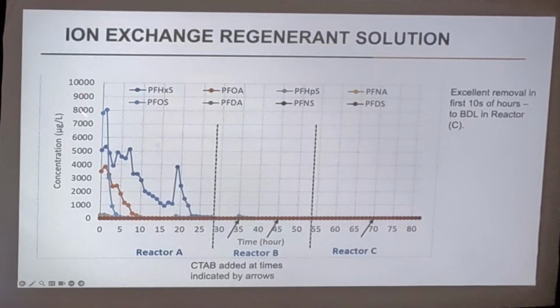We can do this with ion exchange regenerant solution. Here, instead of parts per trillion, we're starting with milligrams per liter concentrations of PFAS. Instead of treating in minutes, it takes us hours. But again, we can get destruction.